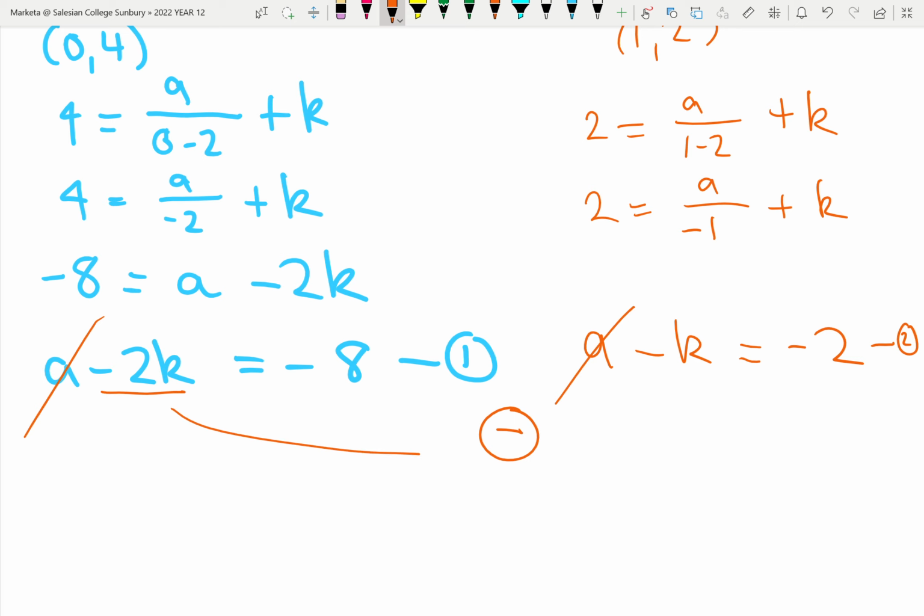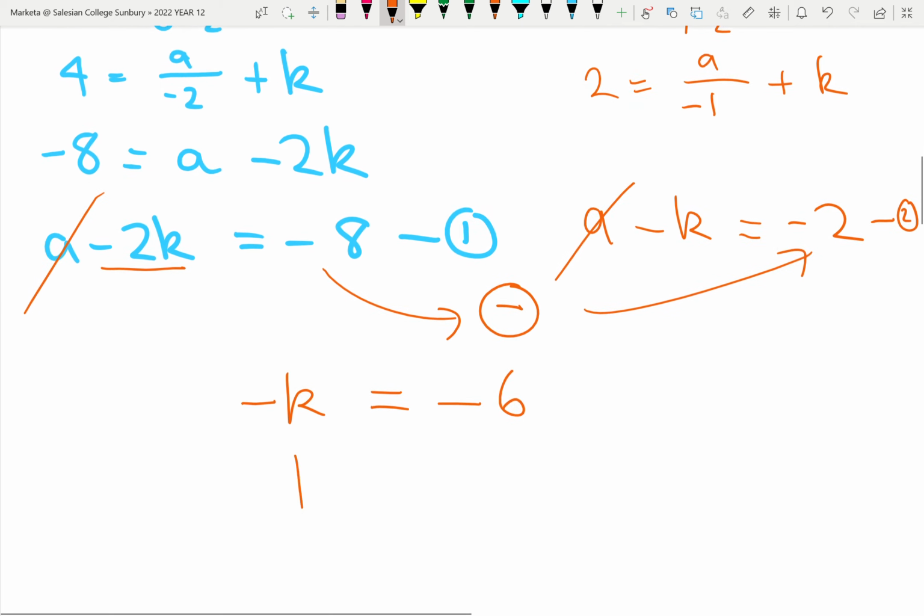-2k, be careful with negatives, minus -k. So that's going to turn to a plus. -2k plus k is -k equals -8 minus -2. So -8 plus 2 equals -6. And that means k equals 6. So we've got our k value.